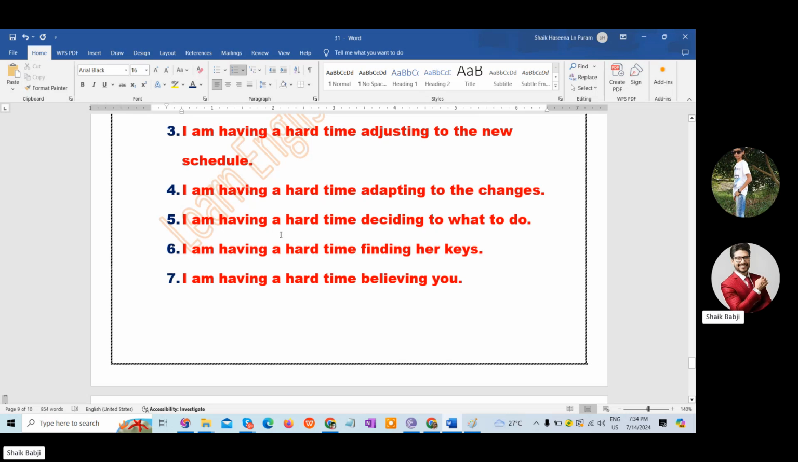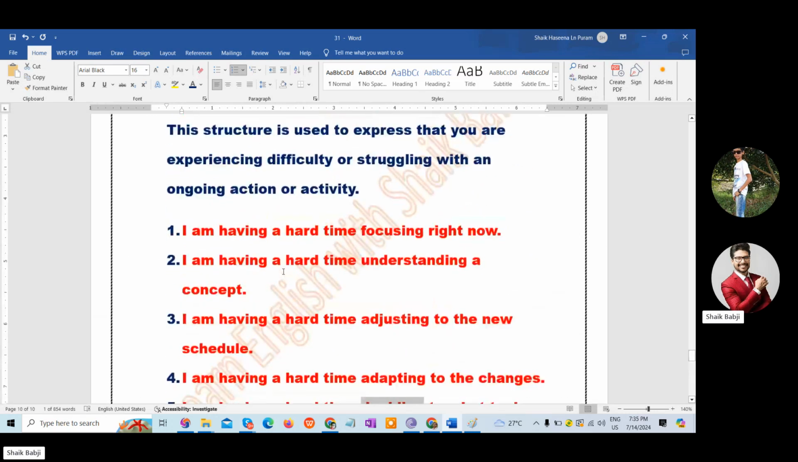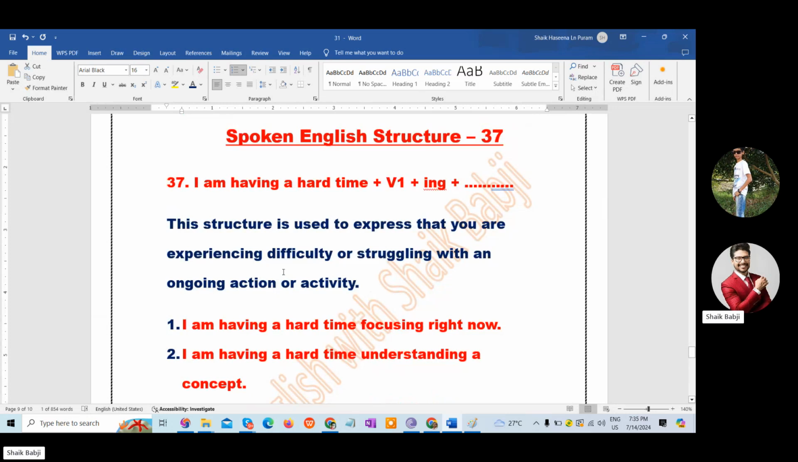Here you can notice after I am having a hard time we are using ing form. We are adding ing to the verb. I am having a hard time what finding her keys. I am having a hard time what believing you. I am having a hard time what keeping up with this class. I am having a hard time what finishing the project in time. I am having a hard time what sleeping lately. So this is all about I am having a hard time. This is the 37th structure in this course.